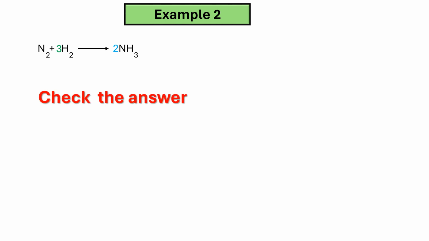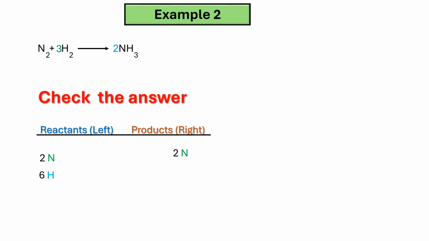Now everything should be balanced, so let's check. We have 2 nitrogen on the reactant side, 2 nitrogen on the product side, 6 hydrogen on the reactant side, 6 hydrogen on the product side. So our equation is balanced.